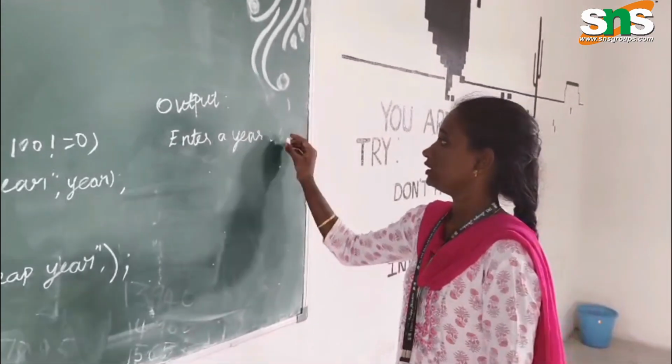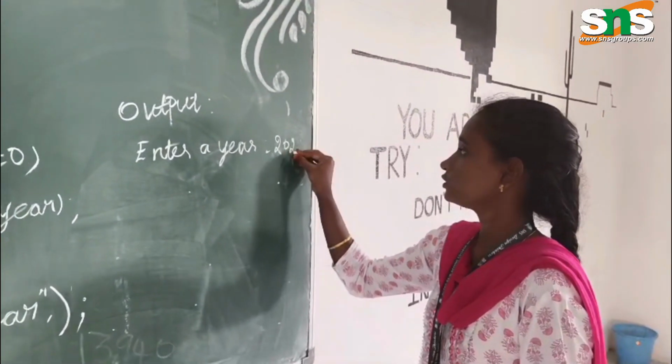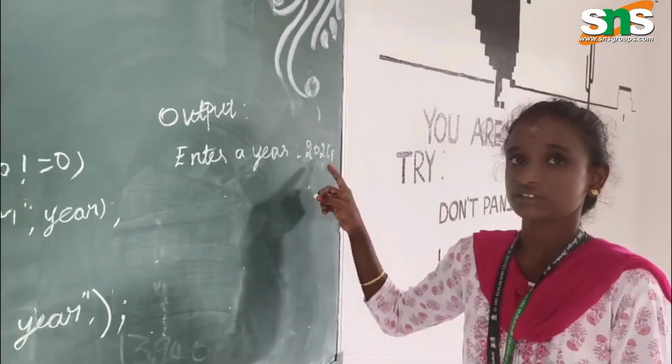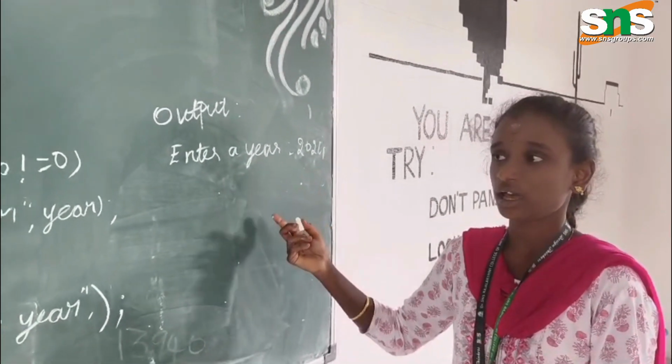Output: enter the year, 2024. 2024 is divisible by 4, this is a leap year.